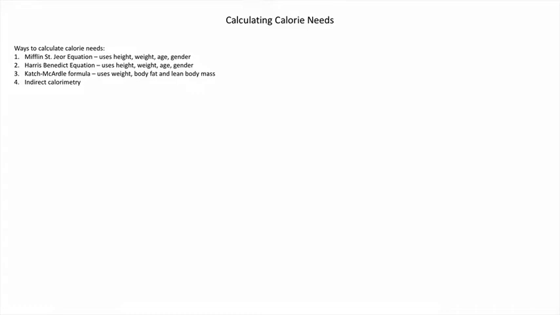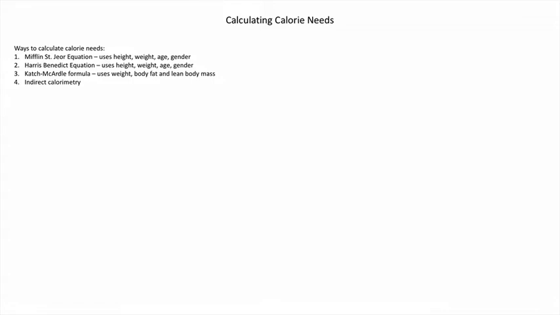Jeor equation today. Catch-McCardle formula uses weight, body fat, and lean body mass, so that's another approach to doing the calculation if people have access to the information to know their lean body mass. And then, of course, using indirect calorimetry would be the gold standard for calculating calorie needs, not something that we always have access to. So if we can get that information, that would be the most accurate information, but in nutrition, when we're working with clients on a day-to-day basis, it is useful to have some formulas so we can get a general idea of what their needs might be.